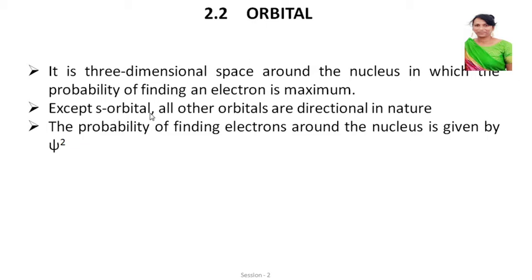Okay. Except for s orbital, all other orbitals, it's not orbit, this is orbital. What is orbital? It is a three-dimensional space around the nucleus in which the probability of finding an electron is maximum. Okay, the probability of finding electrons around the nucleus is given by psi square.